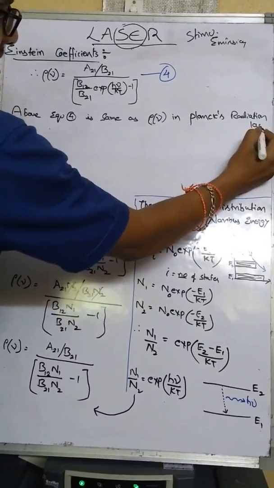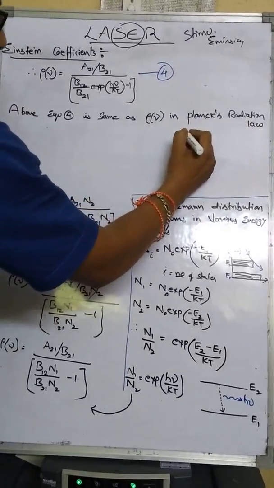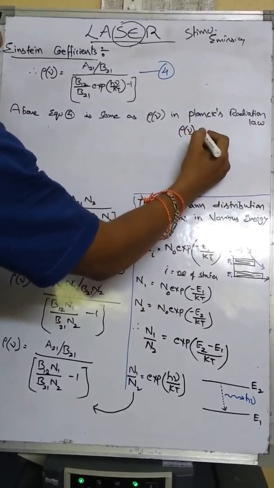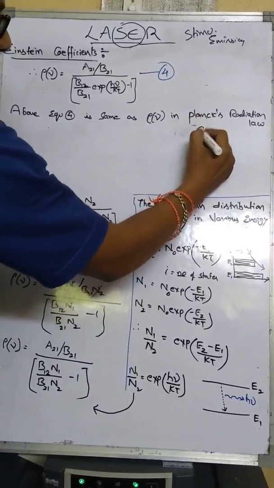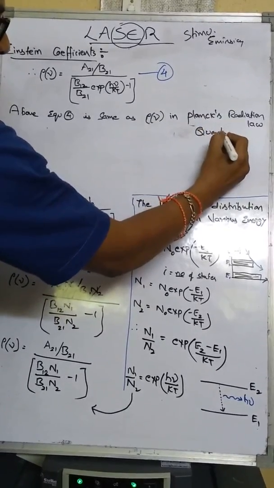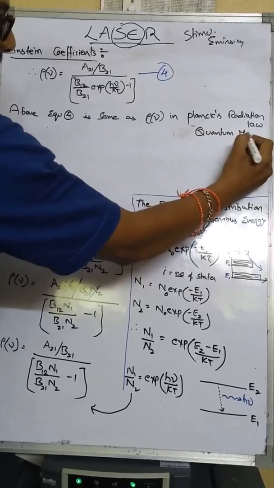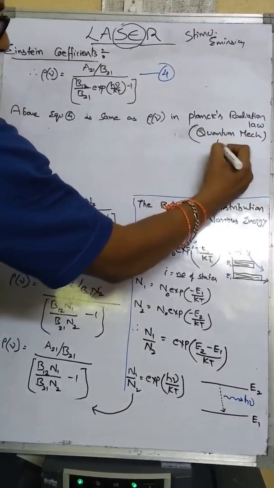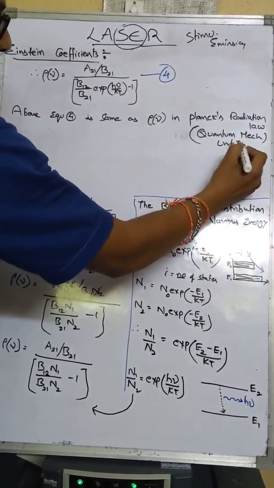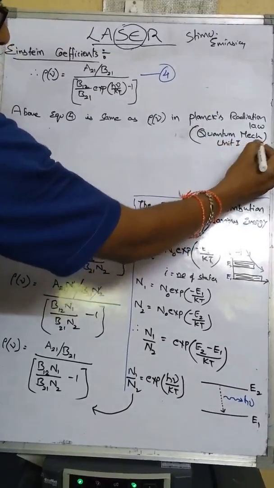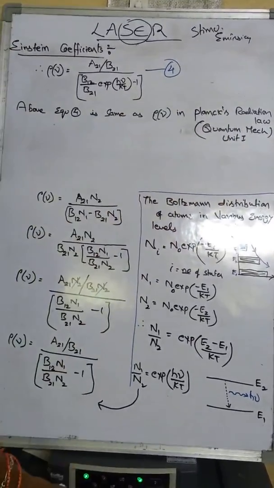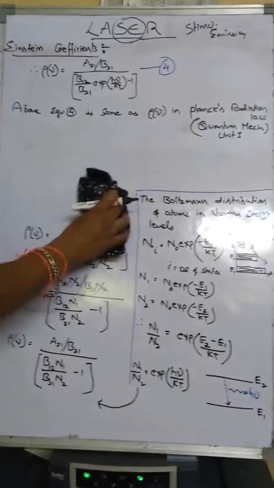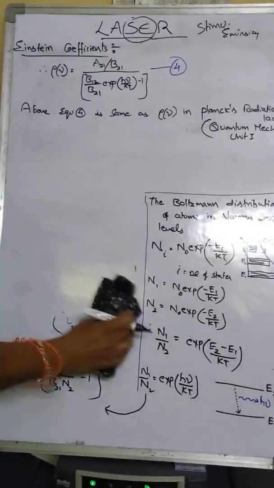What is Planck's radiation law? Planck's radiation law is the distribution of photons in various energy levels, and this we had discussed in our Unit 1, and our Unit 1 name is quantum mechanics. You just refer to Unit 1, the last topic, so try to refer to your notebooks, and we had discussed the derivation right now.